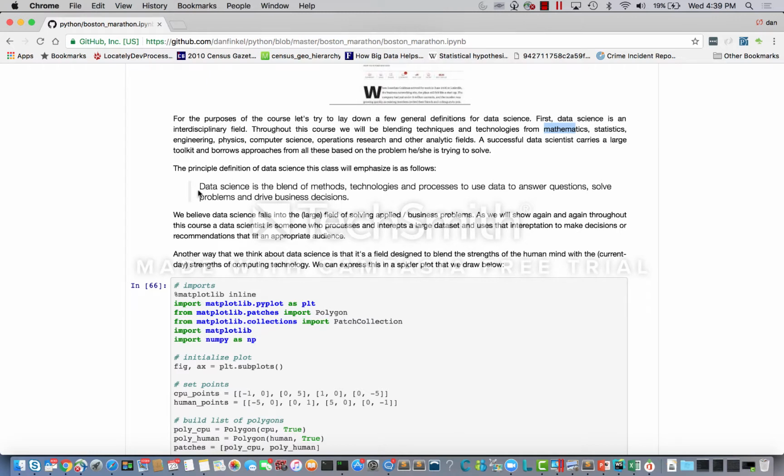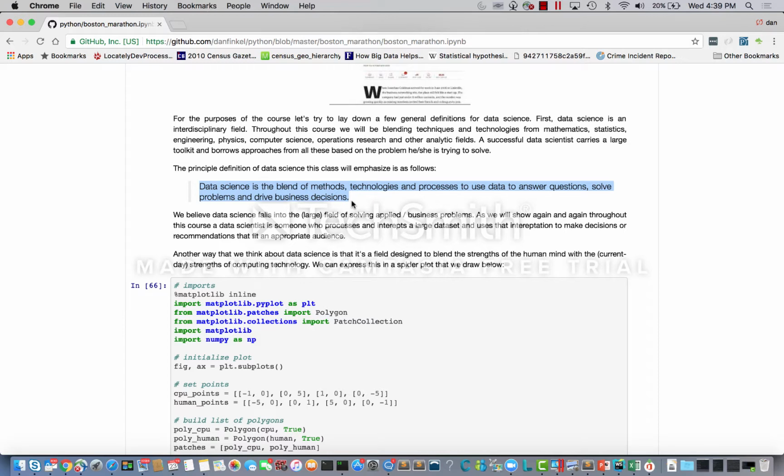The definition of data science that really sticks with me, and this is maybe even too wordy, is listed here, and I'll read it off to you. To me, data science is the blend of methods, technologies, and processes to use data to answer questions, solve problems, and drive business decisions. At the end of the day, a data scientist is either given a problem or a data set. If they're given a problem, then they need to go out and find or collect a data set to help them solve that problem.